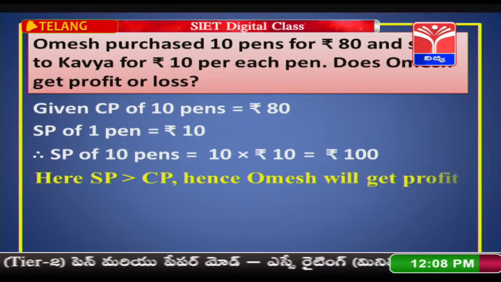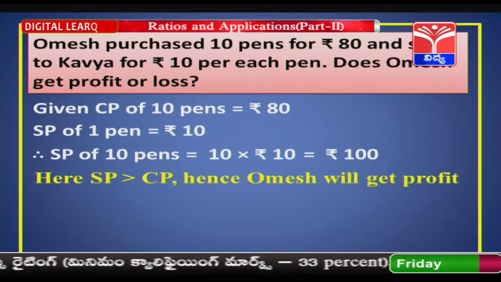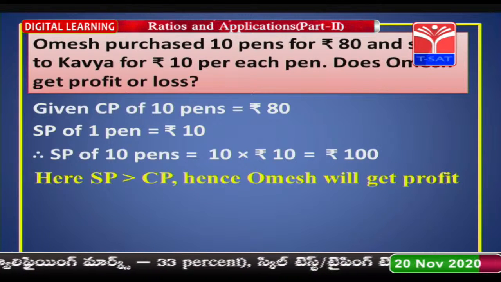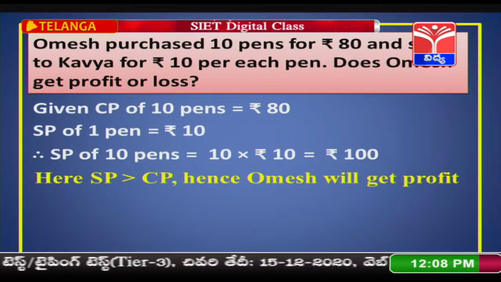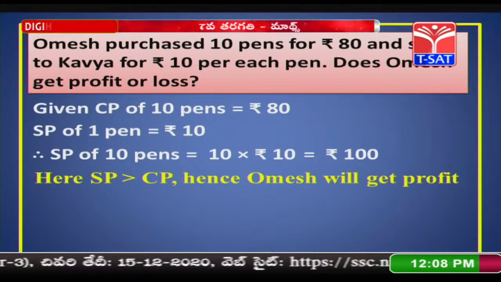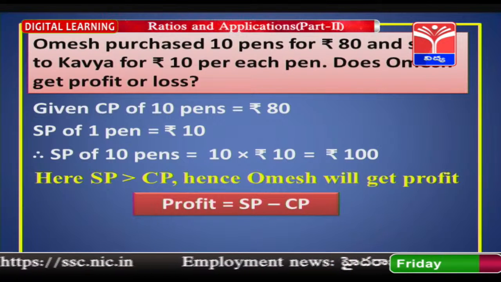Now, let us compare these, that is selling price and cost price. We see that selling price is more than the cost price, hence Umesh will get profit. So, what is the formula to find profit, children? Yes, it is SP minus CP.